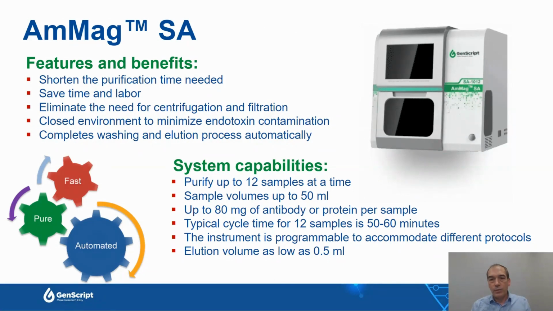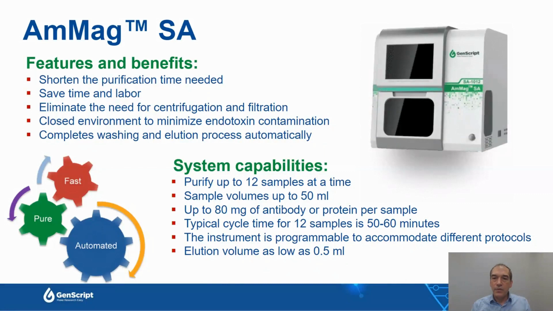We have very innovative instrumentation for protein purification and antibody purification. We have a fully automated system for purification. It can purify 12 samples at a time. The samples can be up to 50 milliliters each. And each sample can contain up to 80 milligrams of protein or antibody. And typical cycle time to purify all 12 samples is 50 to 60 minutes. The instrument is programmable to accommodate different protocols and different expression tags with different purification magnetic beads. And elution volume can be as low as 0.5 milliliters.